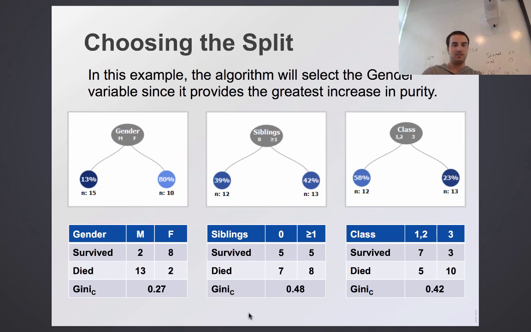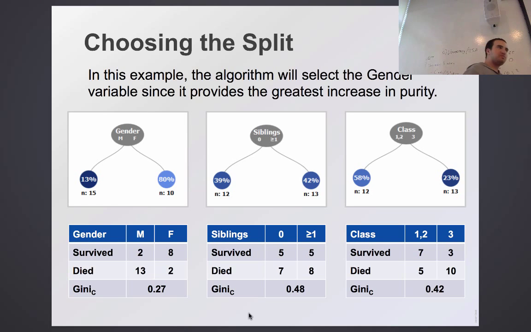What that means is the biggest difference in purity is given by gender, because it started at 0.48 purity. If you make the split of siblings, you actually have the same purity. If you make the class split, it's slightly lower. But if you split on female and male, your Gini, your purity index, drops dramatically by 0.21.